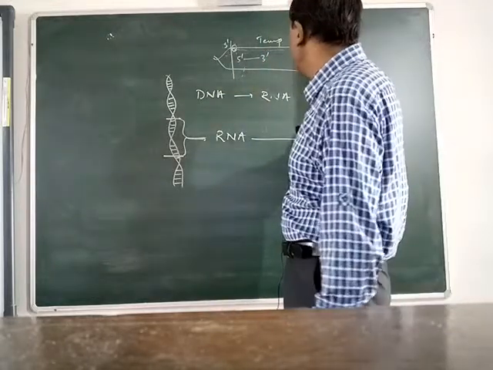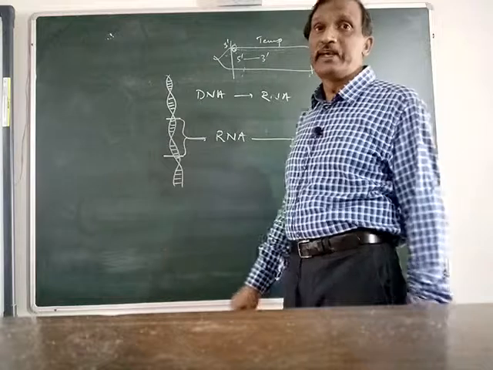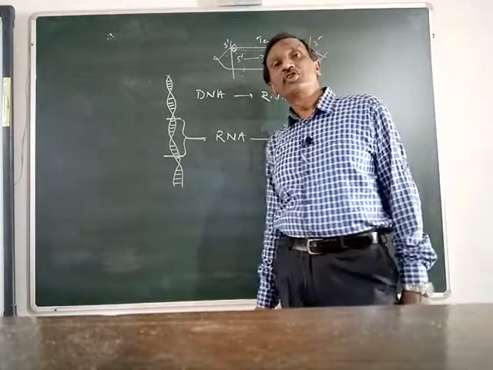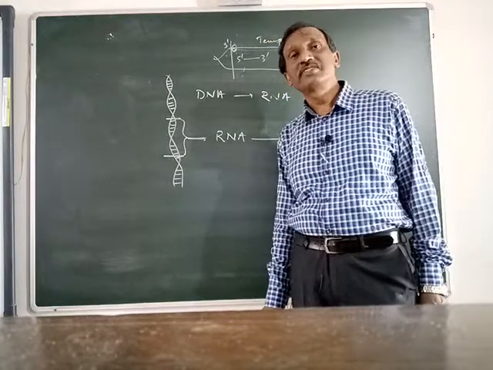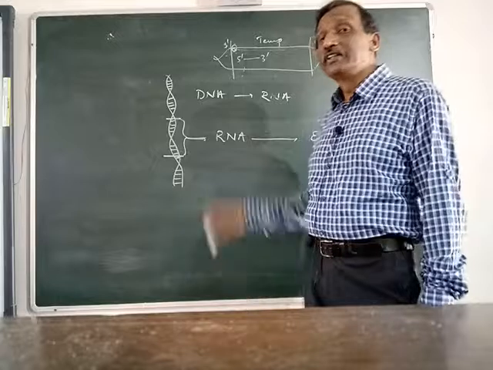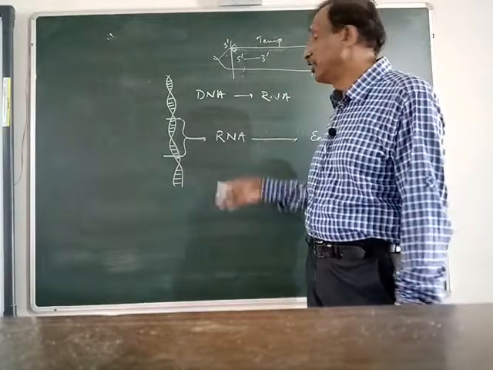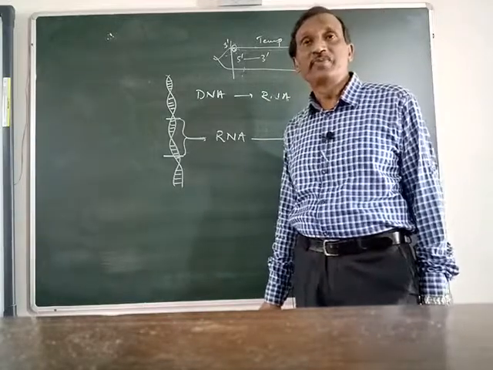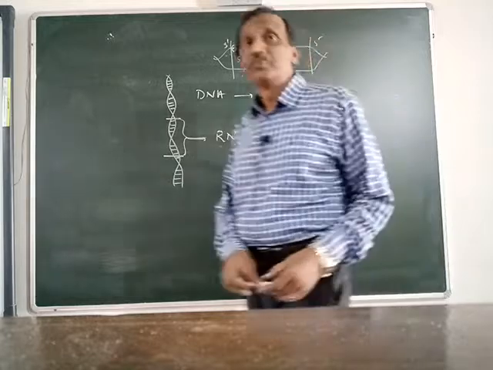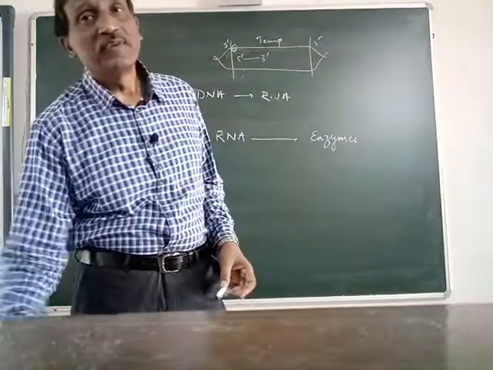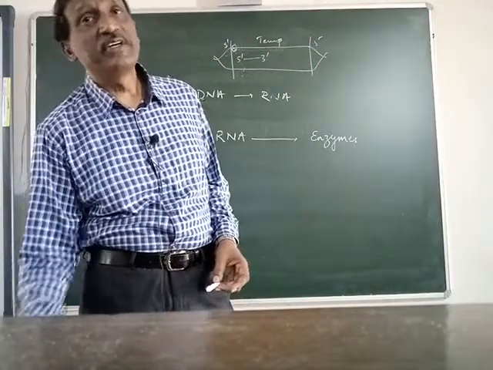And when it reaches the terminator, the sigma factor will change to rho factor. Another unit comes, that is called rho factor, and the newly synthesized RNA will be dropped from there. Okay, so this is how DNA transcription takes place.